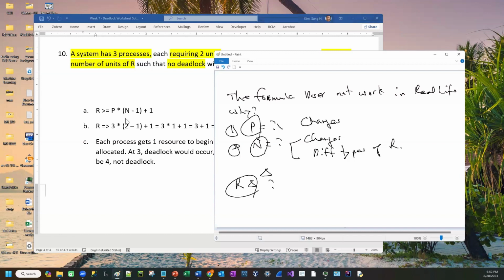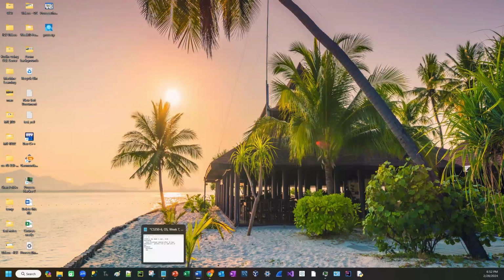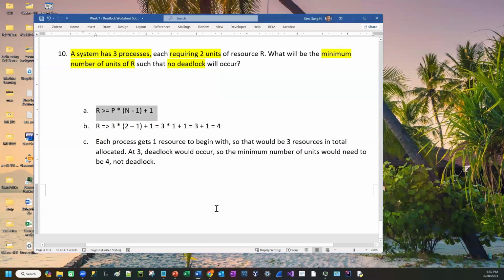Okay. Then why don't we take a 10-minute break? We'll come back and then we'll finish off the lab. Okay, so we'll come back to the worksheet here. And this guy right here. So each process gets one resource to begin with. There'll be 3 resources total.